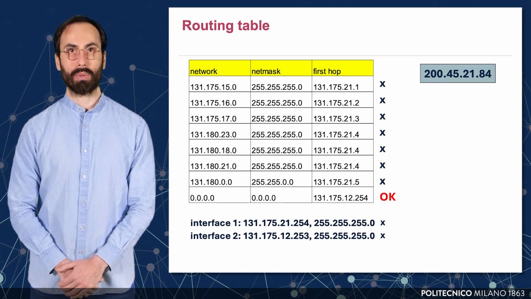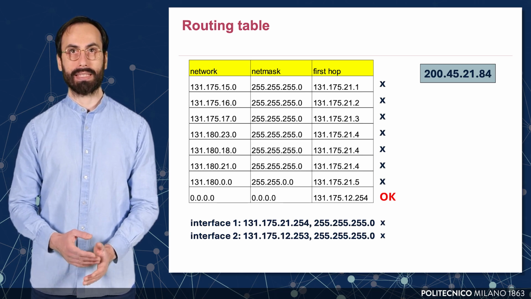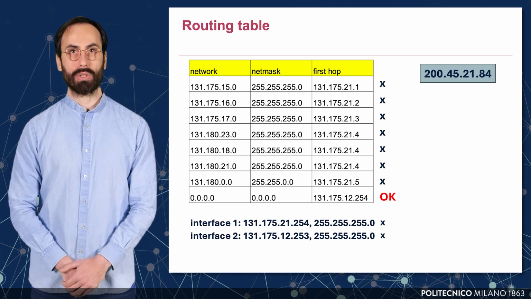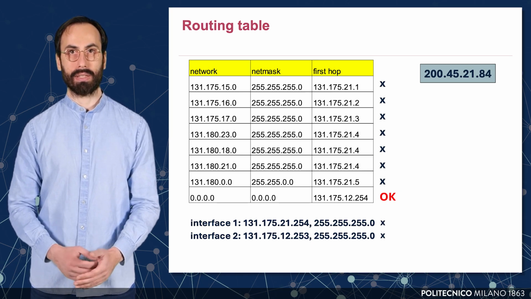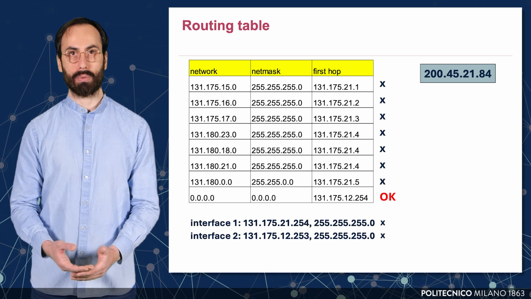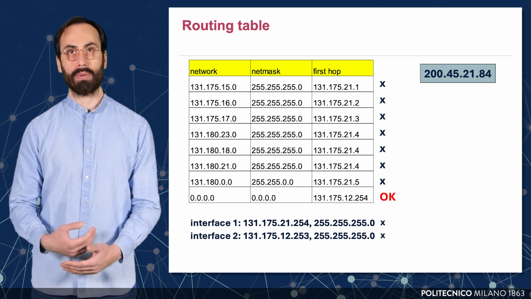As we scan the routing table, none of the specific entries match this destination. All the comparisons return a negative result, meaning the destination doesn't belong to any of the explicitly listed networks. In this case, the default route is used.